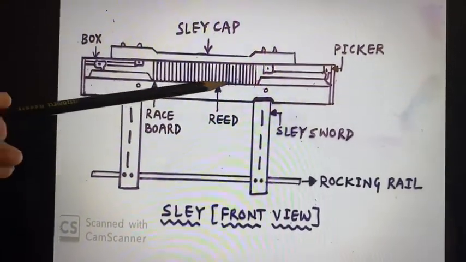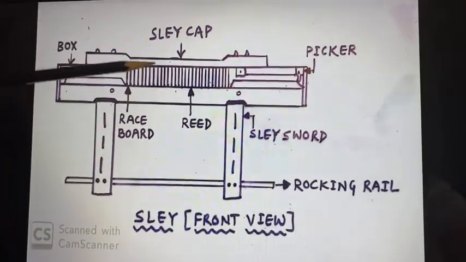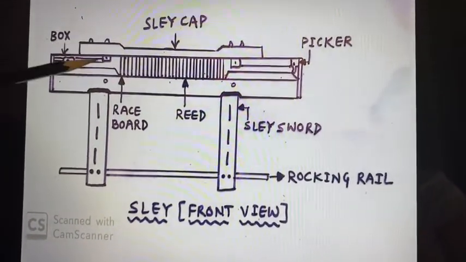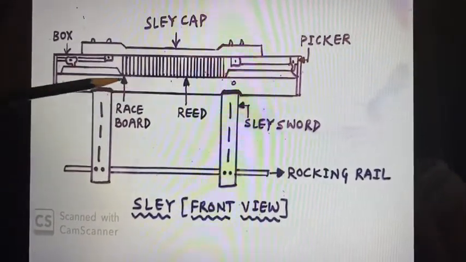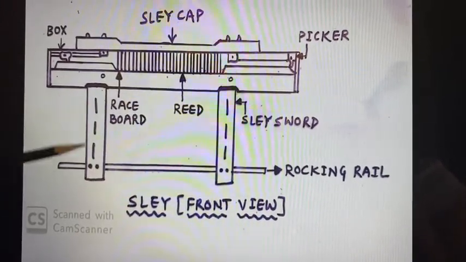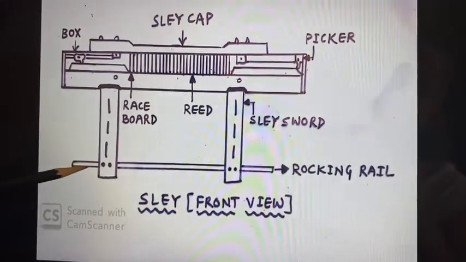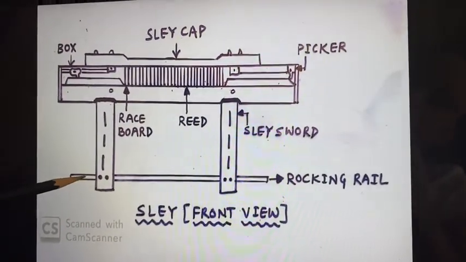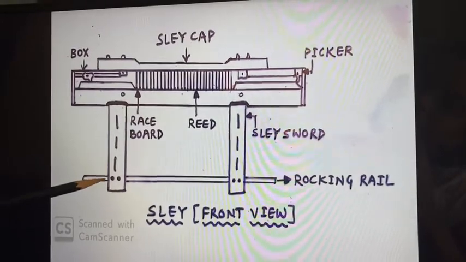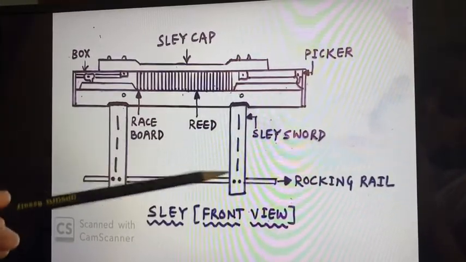This part is known as the reed, and the part on which the reed is fixed is known as the sley race, and this is the sley cap. This complete sley is mounted or fixed on the sley swords. At both sides you can see these are in the shape of swords. That will be clear in the side view of the beating-up mechanism, but here we are looking from the front, so it will look like this.